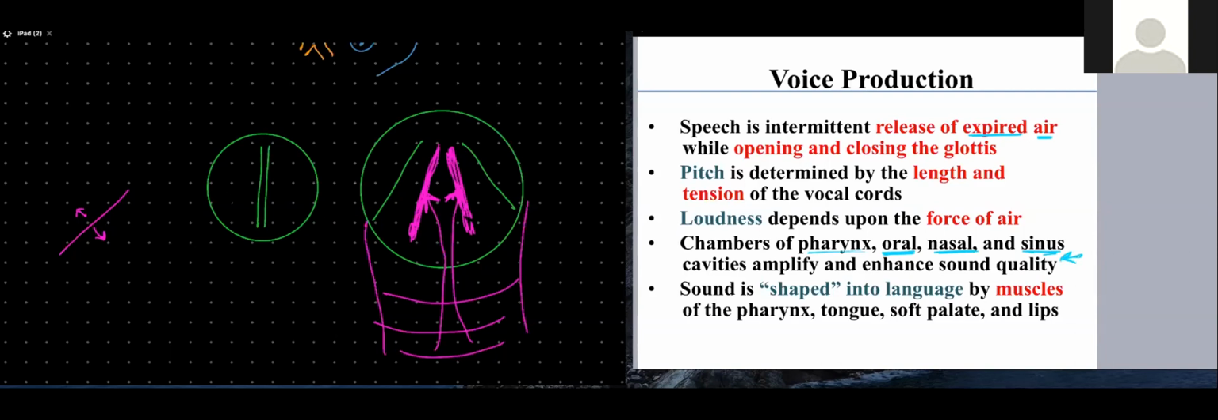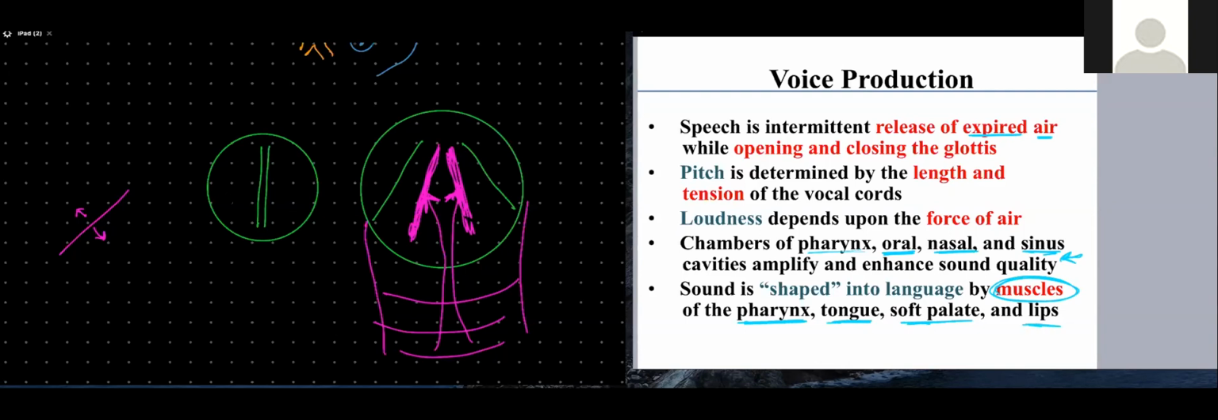For you to be able to modify this sound that has been amplified, traveling through your oral cavity, through the nasal cavity, and the nasal sinuses, you're gonna be shaping this sound by contracting large groups of muscles. This includes the pharynx, your tongue, soft palate, and lips.